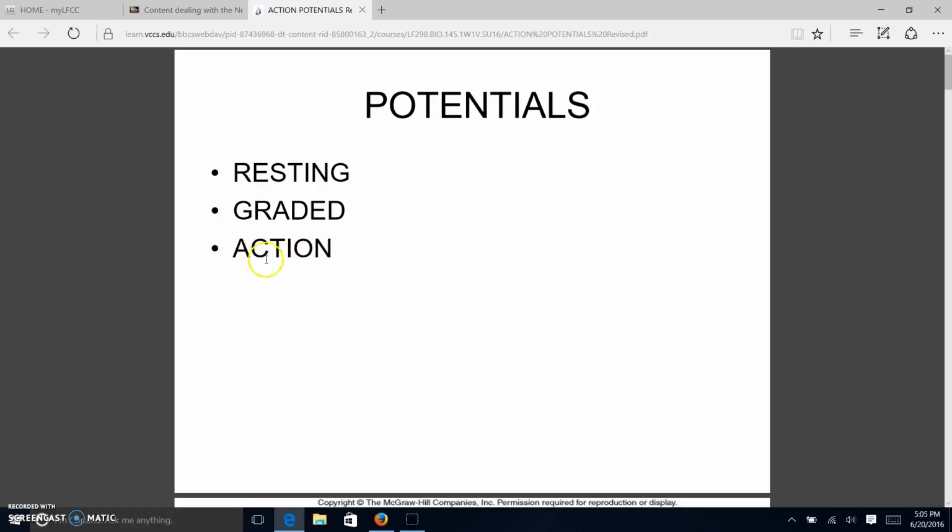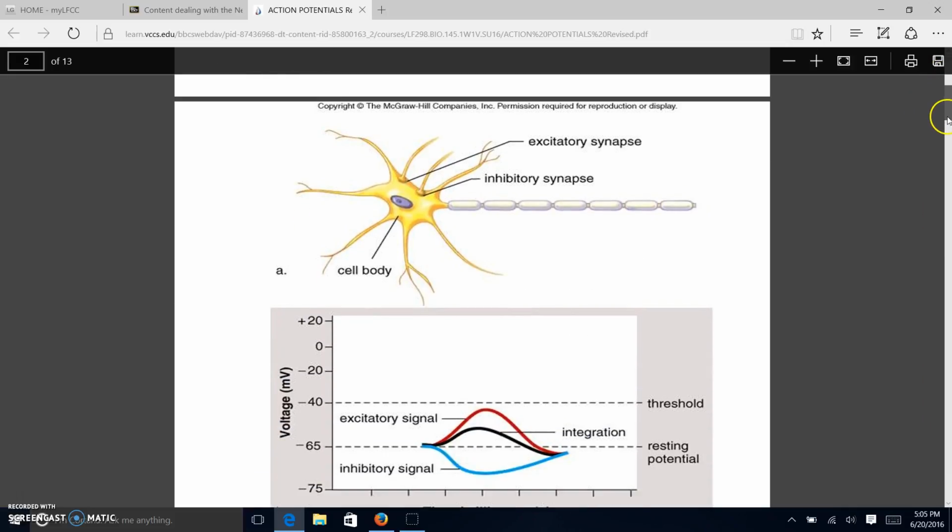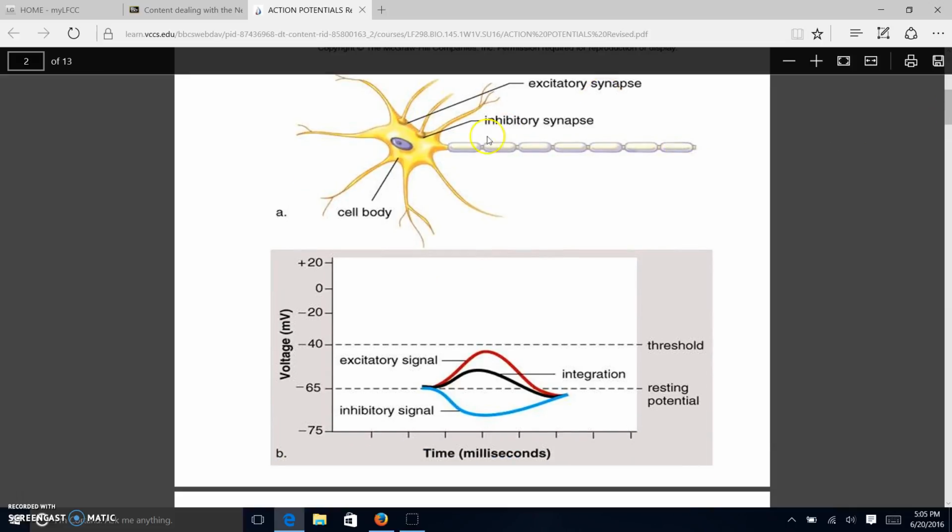But before we can have an action potential, we need to understand what a resting membrane potential is and what a graded potential is, because all three of them are involved, and especially these first two are involved in helping create the last one, which is the one we will spend the most time on. Okay, we will come back to each of these, but let's start out talking about what a potential is to begin with anyway. So here we actually see a neuron.